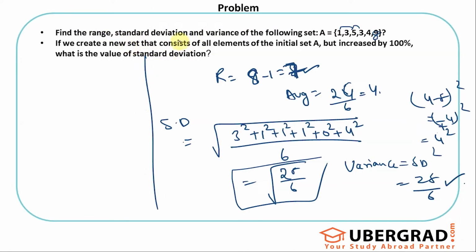What is the second question saying? If you create a new set that consists of all elements of initial set A but increased by 100%, what is the value of standard deviation? So I'm increasing each element by 100%. Understand this, it's not a constant.